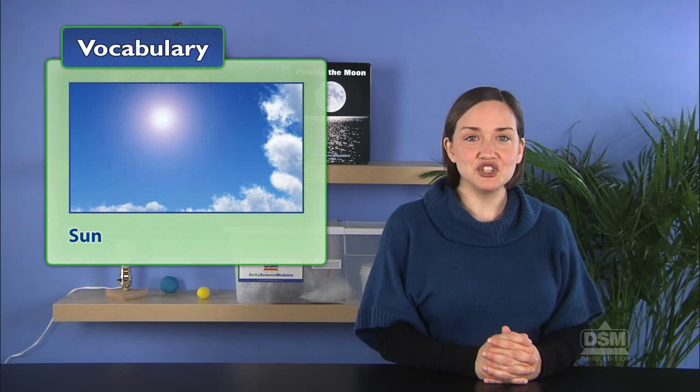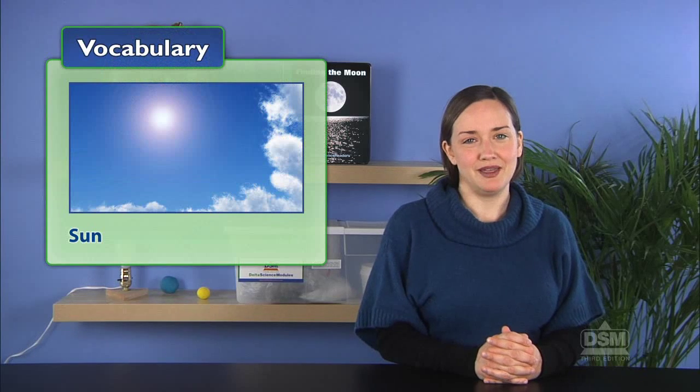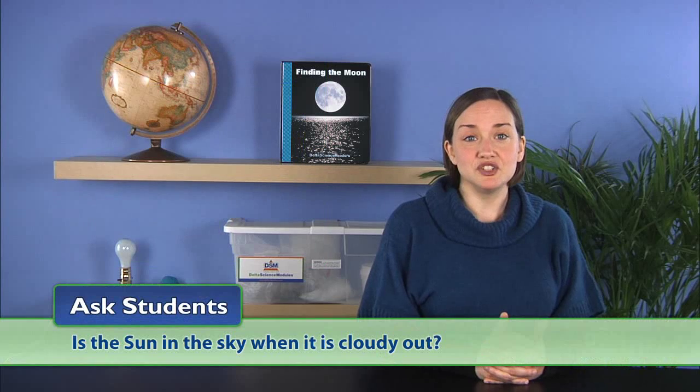Next, ask students, "What else can you tell me about the sun?" Give students time to brainstorm and accept all answers. Then, inform students that the sun is a star at the center of our solar system. Ask students, "Is the sun in the sky when it is cloudy out?" Students should understand that the sun is always there, even when it is hidden by clouds. Discuss with the class the relationship between the sun and Earth.